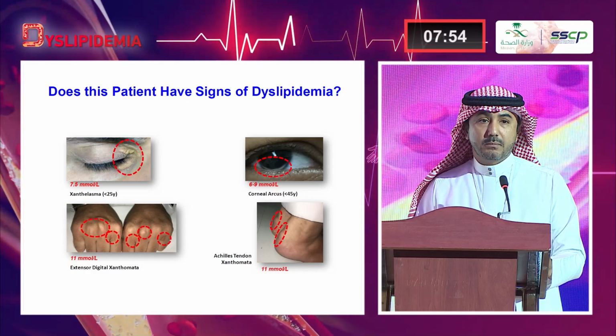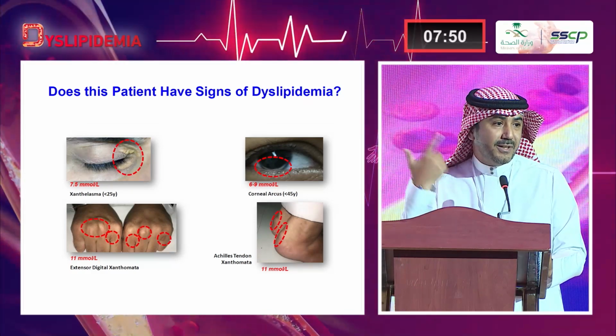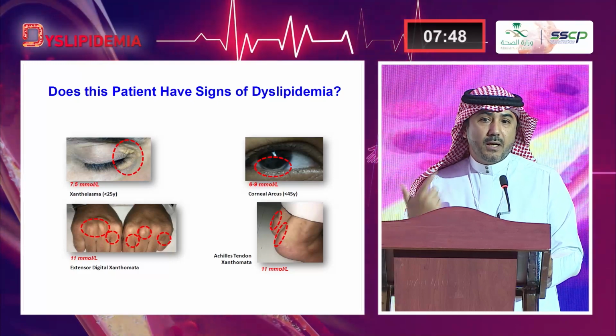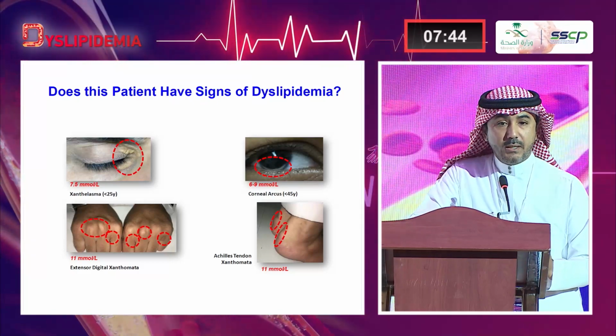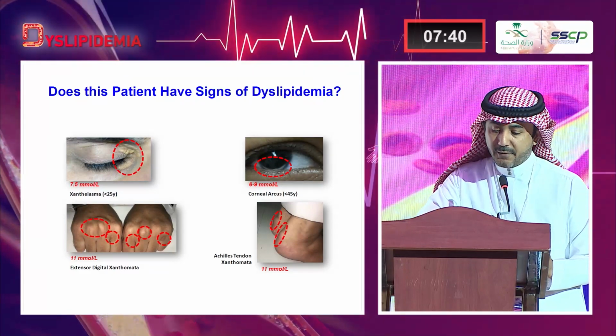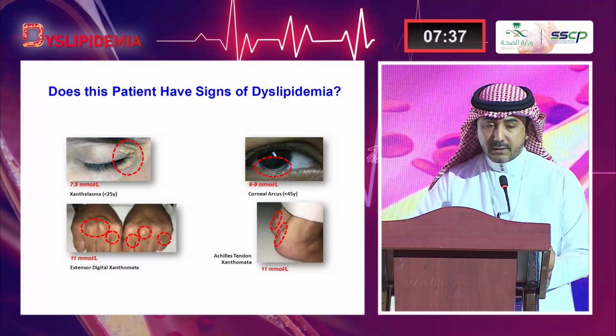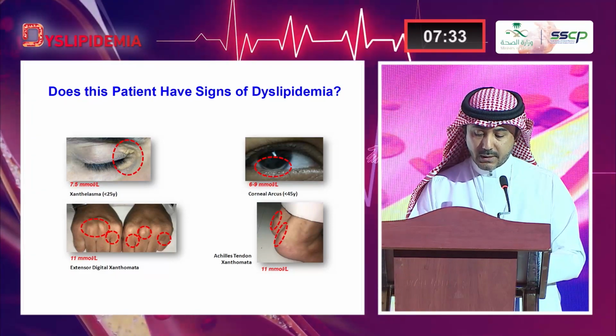If you have signs of dyslipidemia. If you don't look for signs of dyslipidemia, you miss them. You have to get your eye practiced on looking for them. So it's either xanthelasma around the eyes, corneal arcus, especially if before the age of 45. Of course, on the hands, legs and feet, you will look for tendon and extensor xanthomata.